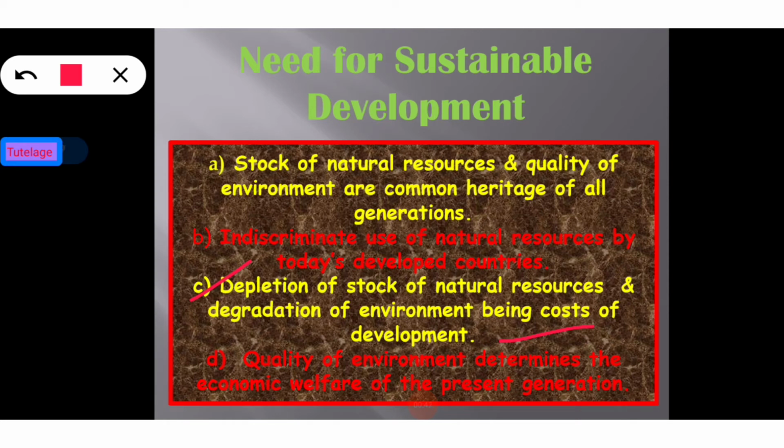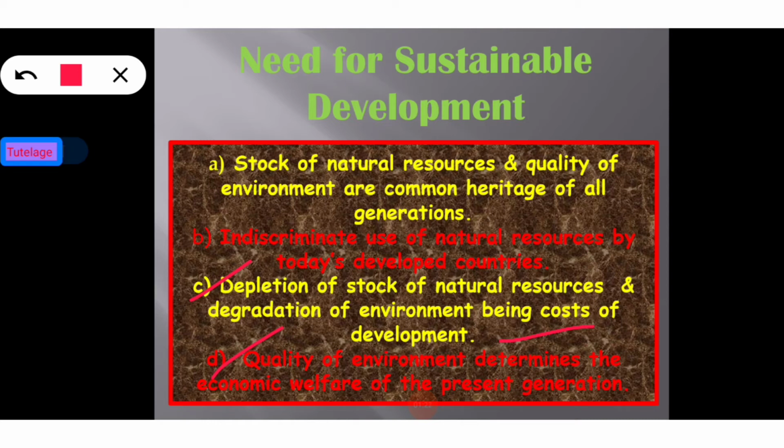Okay, so now going to the fourth point, that is the quality of the environment determines the economic welfare of the present generation. So sustainable development is important for improving the quality of life of the present generation as well. Quality of life depends on, among other things, health, long life, balanced diet, clean air, water, sanitation, hygienic environment, etc.